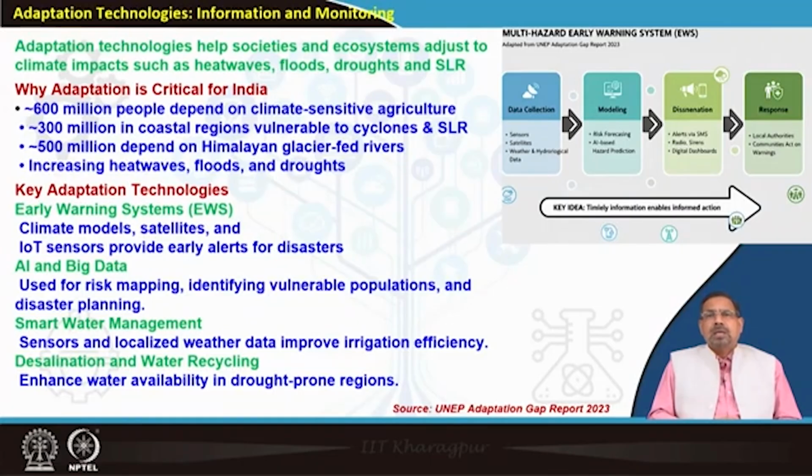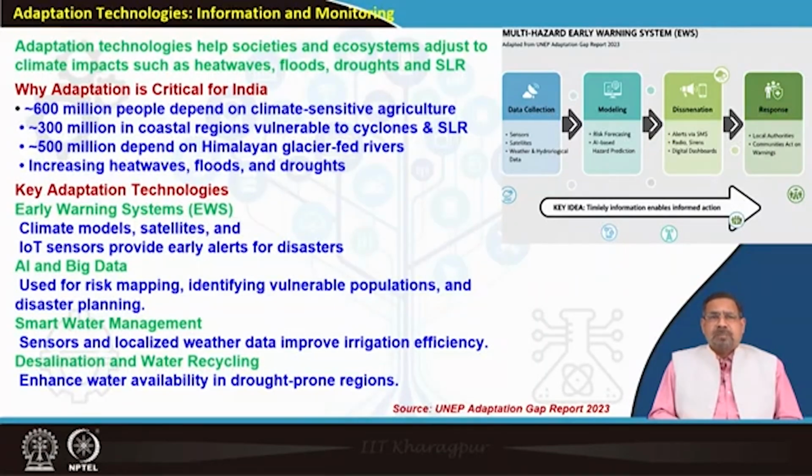So let us see what are the key adaptation technologies. Few of them we have already discussed before, but as far as the technology is concerned, we have the early warning systems, EWS. Climate models, satellites and IoT sensors provide the early alert systems as far as disasters are concerned. These days we have been receiving alerts in terms of tsunami, cyclones, lightning, and many others, in terms of heat waves also. AI and big data are used for risk mapping, identifying vulnerable populations and disaster planning.